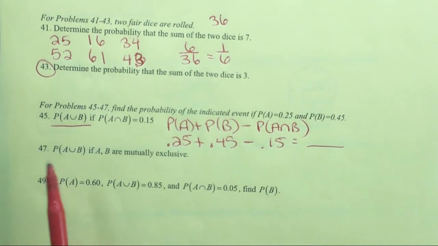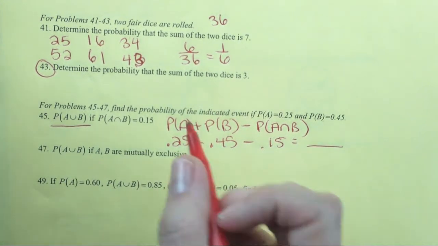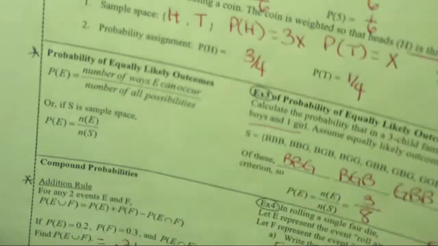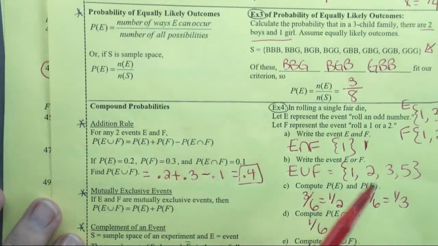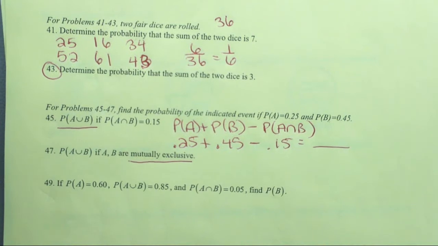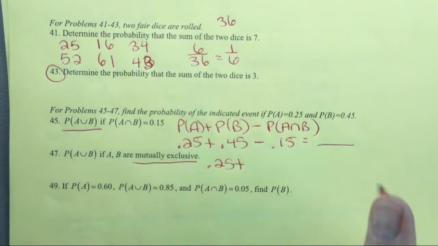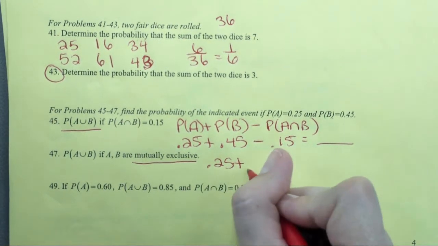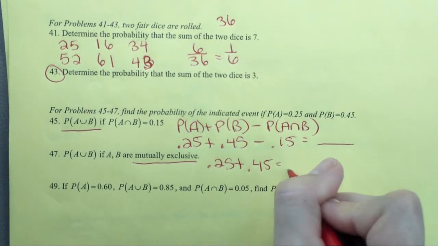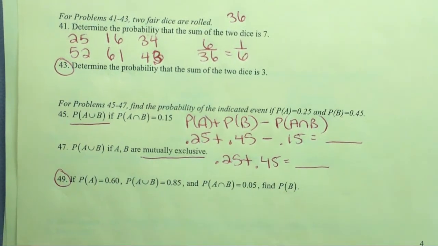Okay, 47 wants me to find the probability of the union if they're mutually exclusive. So again, I'm going to go back up here and look. And it says if 2 events are mutually exclusive, you simply add their probabilities together. So you're going to take the probability of A, which is 0.25, and add the probability of B, which is 0.45. So again, I'll let you finish that without me. And then I'm going to let you do number 49 on your own.